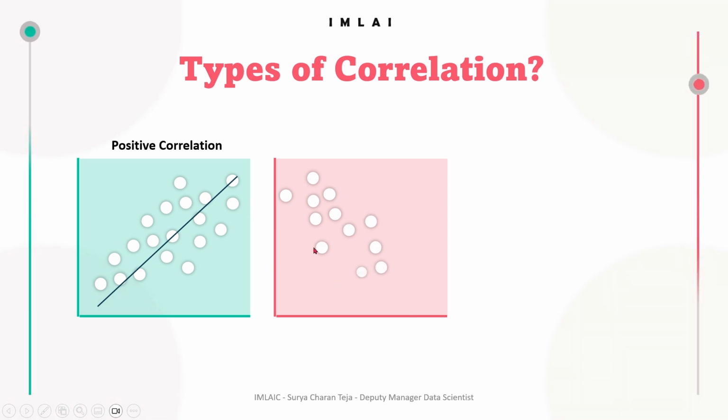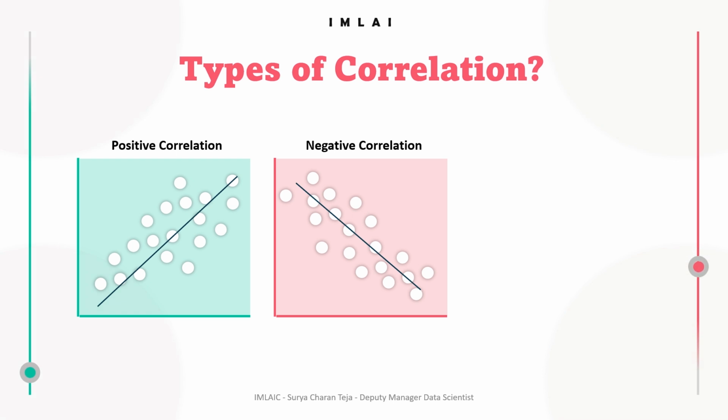So y is inversely proportional to x. You see that? x is increasing and y is decreasing. This kind of inversely proportional relation between the two variables is called a negative correlation.